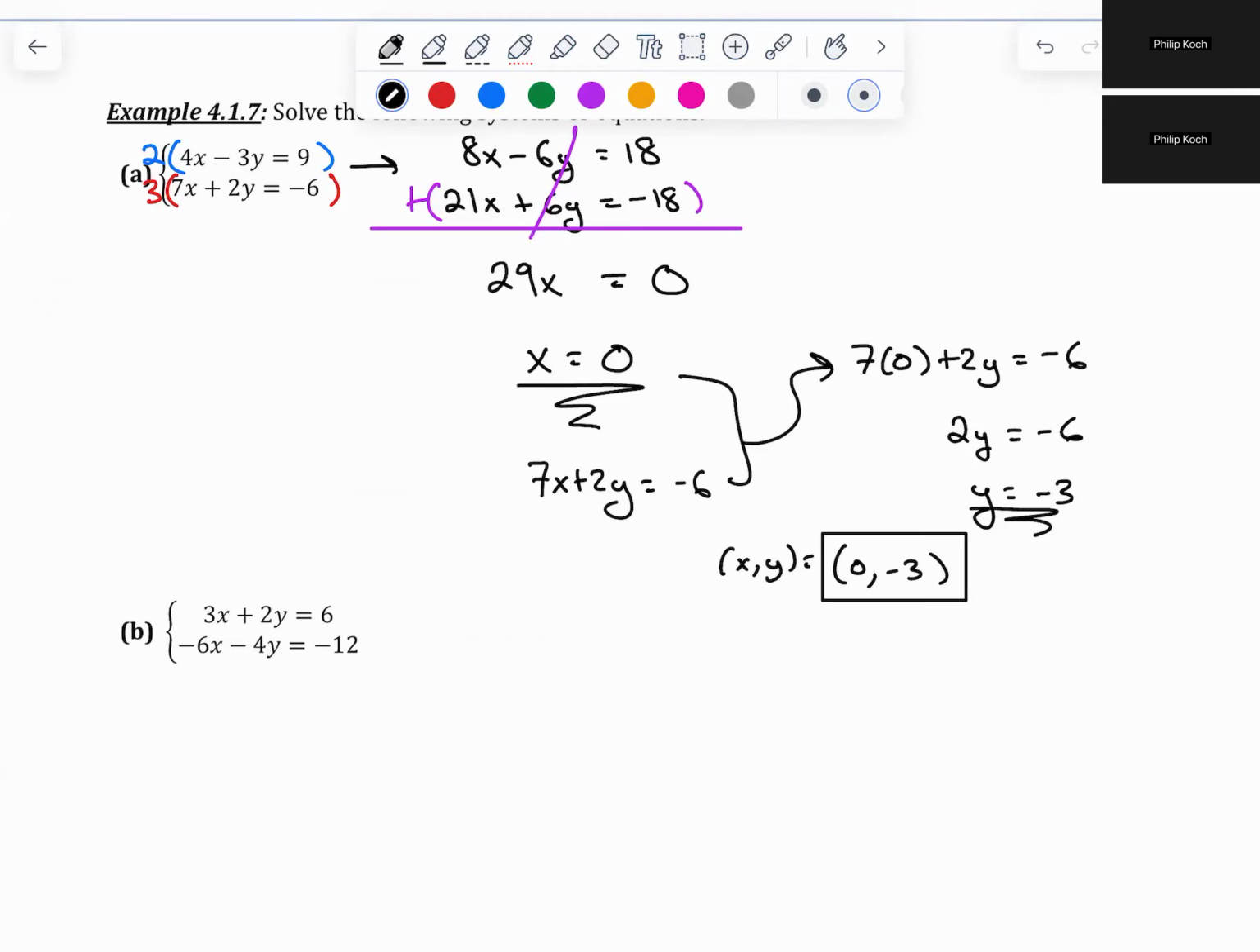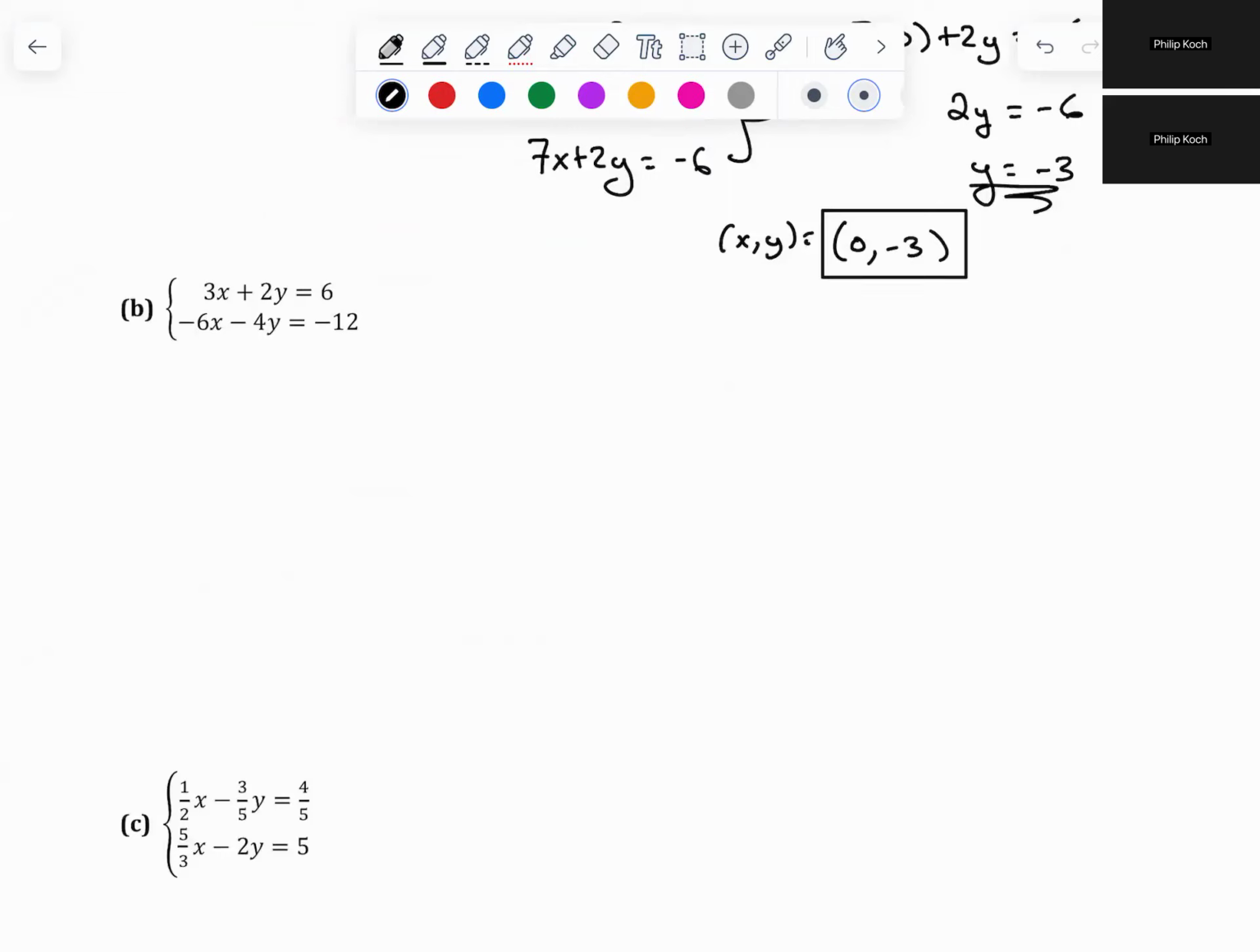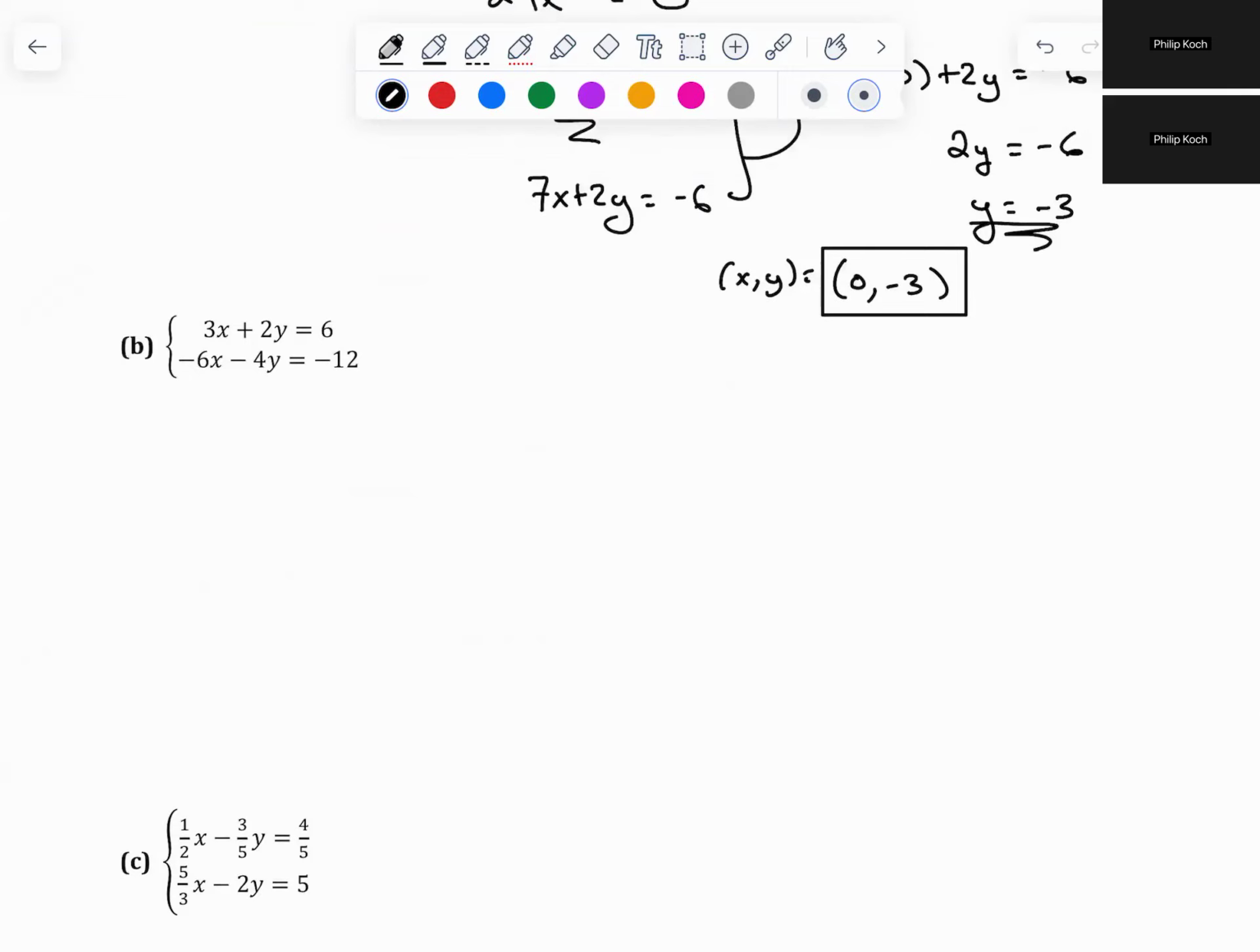Okay, we're gonna do B, and then I'm gonna give you the hint on how to do C first, and then I'll give you the answer. This next one, 3x plus 2y equals 6, and negative 6x minus 4y is equal to negative 12. I think both cases would be okay for substitution or elimination. Not pretty, but not too terrible. But I think elimination still takes the cake.